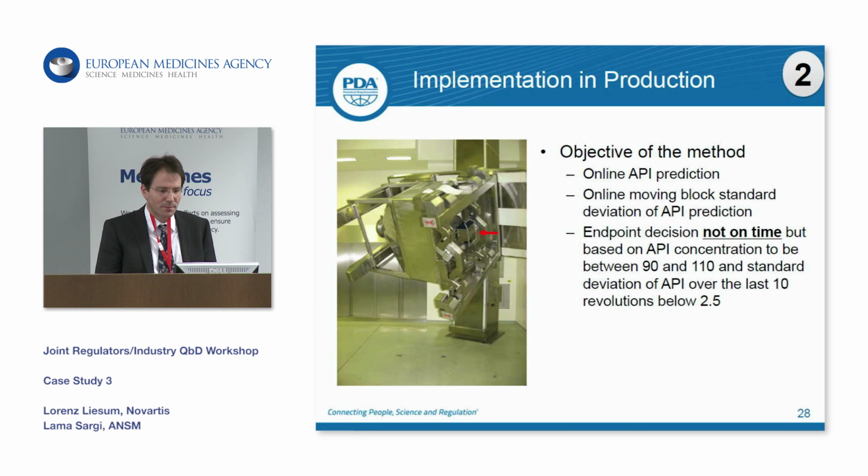So the objective of the method was to have an online API prediction. It was a quantitative model. We were using moving block standard deviation of the API to also address the standard deviation.